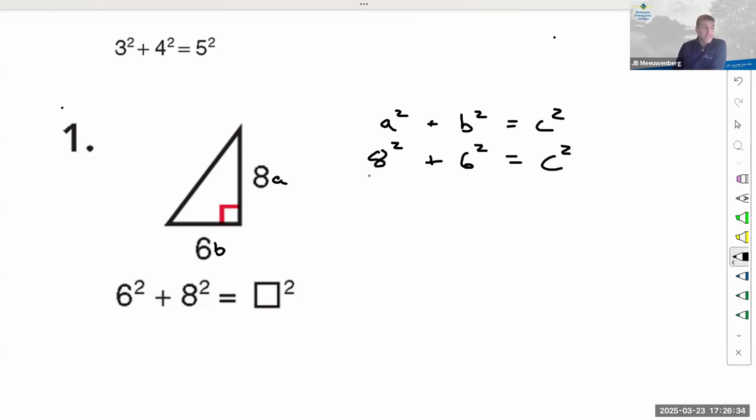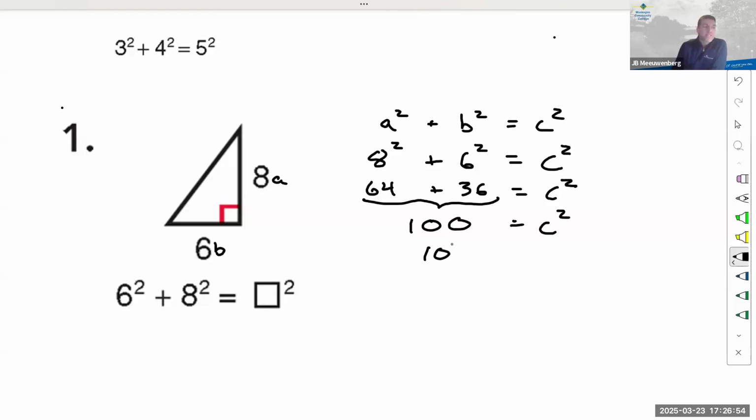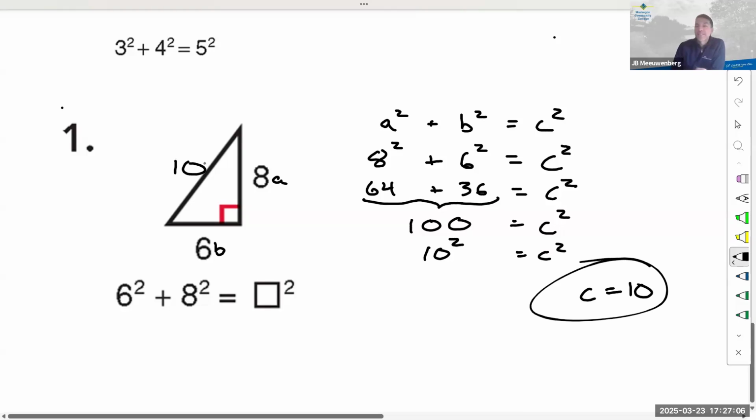Now, let's do these calculations. 8 squared is 64 plus 6 squared, which is 36, is equal to C squared. And then 64 plus 36, if we add them, is equal to 100. 100 is equal to C squared. And we know that 100 is equal to 10 squared. 100 is 10 times 10. And so that means if 10 squared is equal to C squared, C must equal 10, which means the length of this third side is 10. So we just used the Pythagorean theorem to calculate the hypotenuse of a right triangle. We're going to do more.